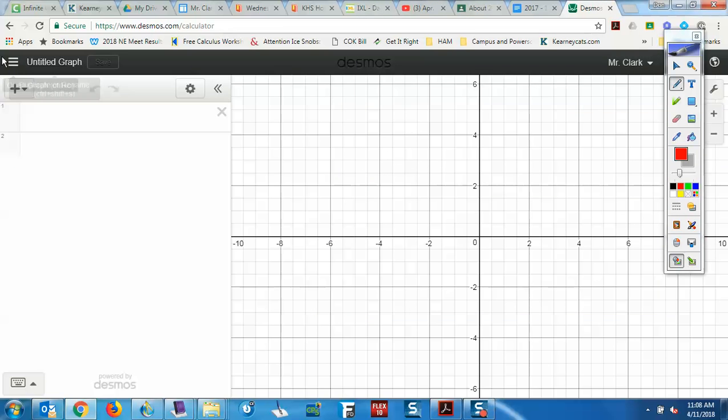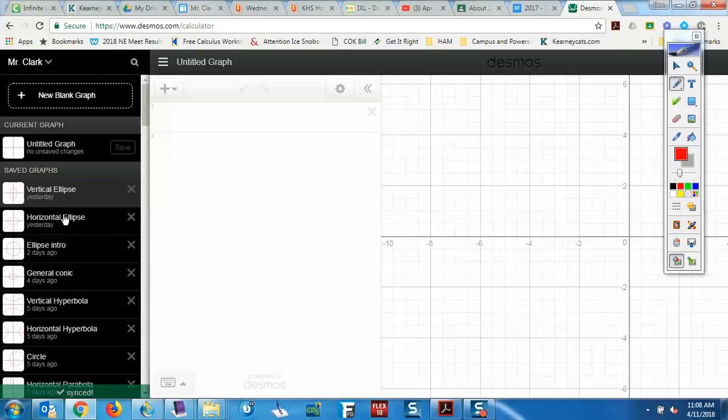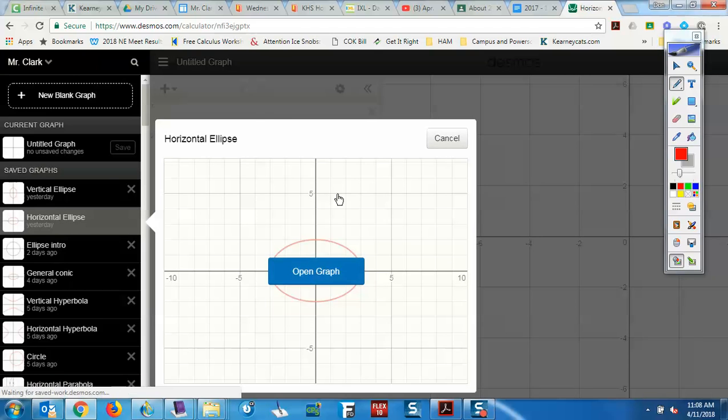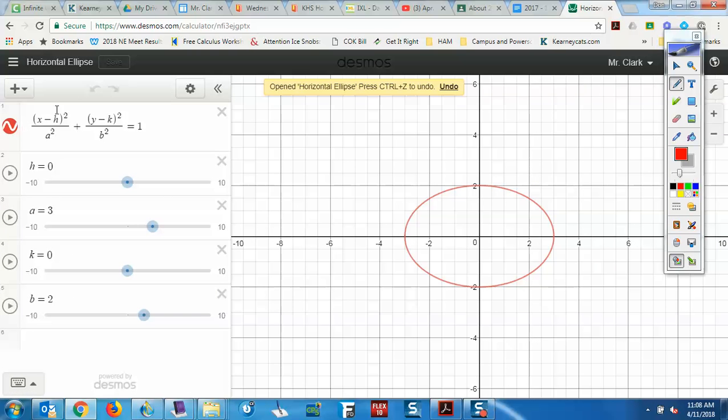Okay, all right, so our horizontal ellipse, the basic equation of that looks like this, right? Now let's review a couple of the main things on the ellipse. Tell me about the A and the B. A is always bigger than B, right? So A squared is always bigger than B squared.